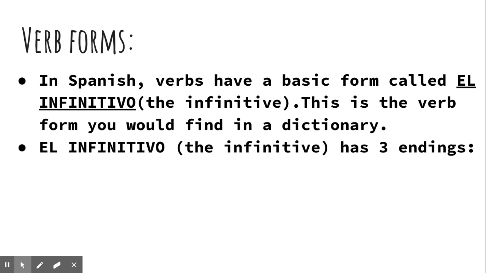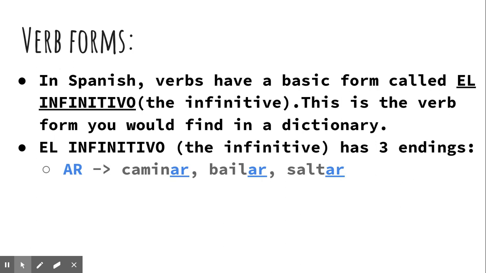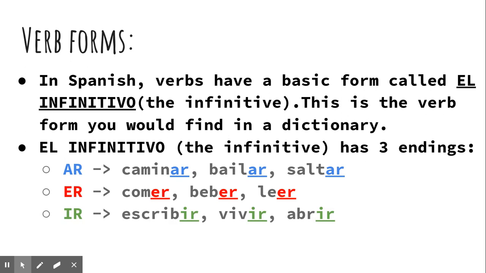El infinitivo or the infinitive has three endings in Spanish. The first ending is AR verbs, such as in the verbs caminar, bailar, or saltar. These are known as AR verbs. The second ending is ER, such as comer, beber, or leer. These verbs are known as ER verbs. And finally, IR. Escribir, vivir, and abrir are examples of IR verbs.